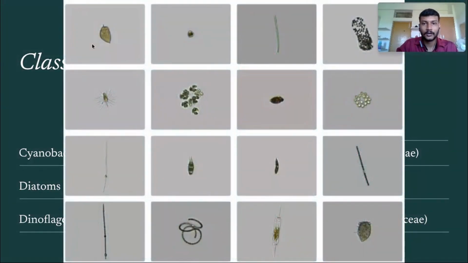Here is a picture of the different types of phytoplankton colonies that you can observe in a normal marine habitat. You can see some of them are existing in a unicellular state, while some of them are existing in a colonial state.